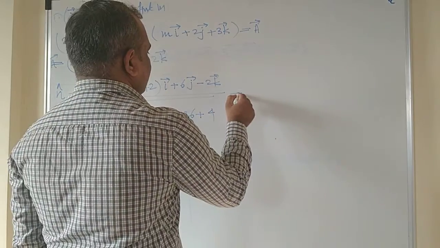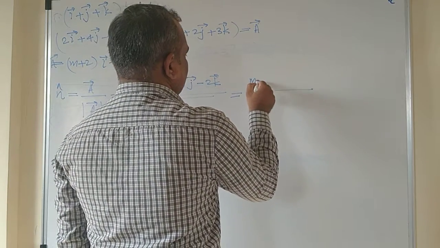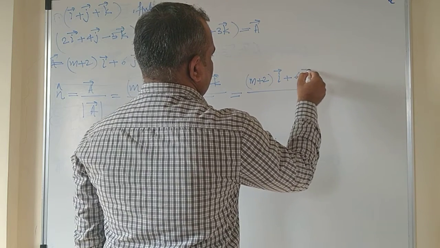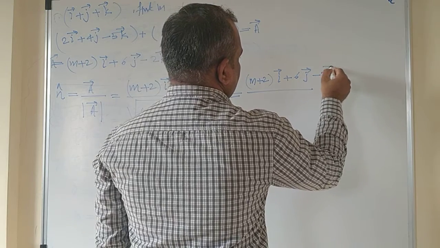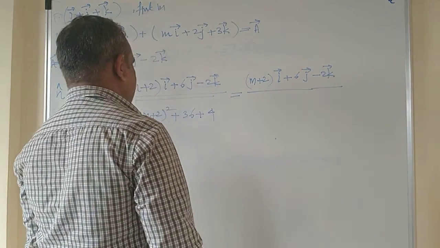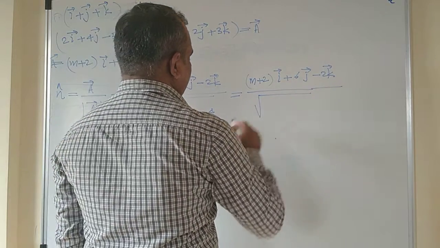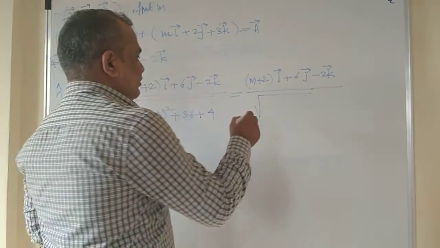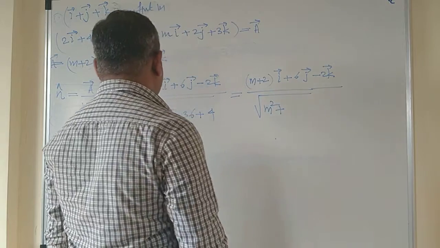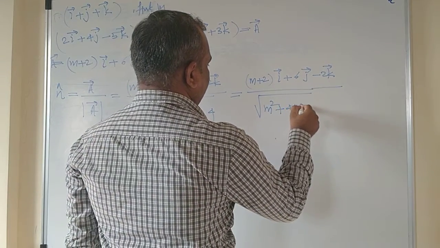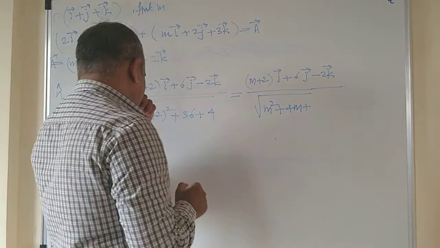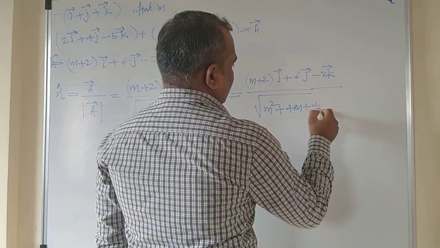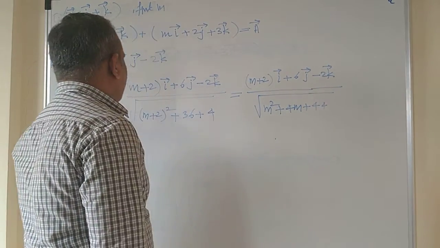Correct? So this is equal to m plus 2 i bar plus 6 j bar minus 2 k bar divided by, now let me simplify this square bracket. m plus 2 bracket square is a plus b bracket square. So m square plus 2 times ab, that will give you 4m, plus square of the 2, that means 4. This 36 plus 4 is 40 and this 4 is 44. So under root you will get 44.